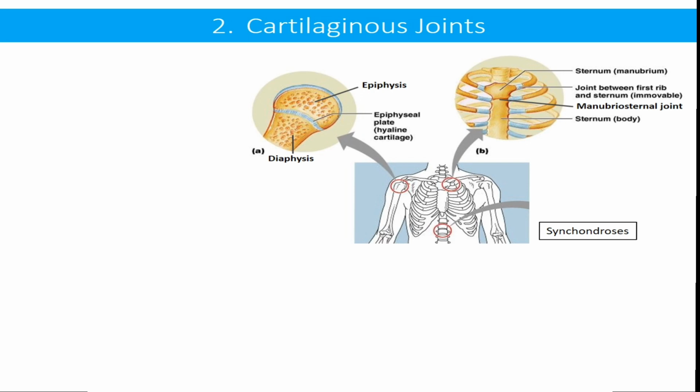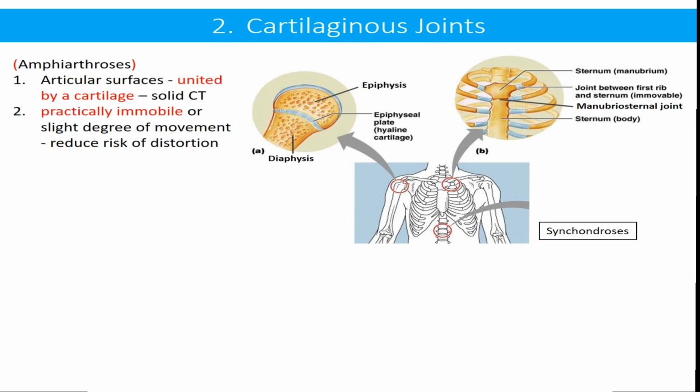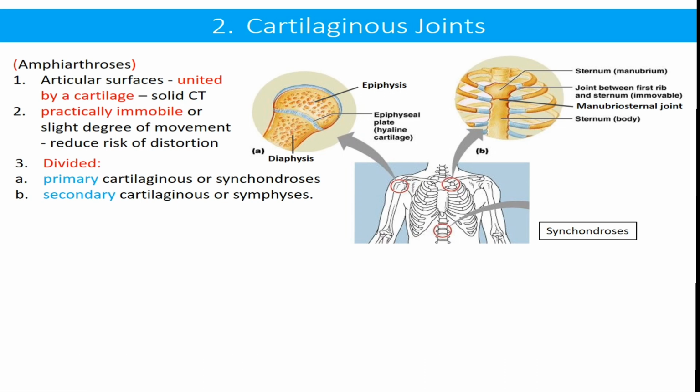Second group of solid joints are the cartilaginous joints, which are also named as amphiarthrosis. The opposing articular surfaces are united by a cartilage that is solid connective tissue. These joints are practically immobile or slight degree of movement is possible. Hence, these joints have got reduced risk of distortion. They are divided into primary cartilaginous and secondary cartilaginous joints.